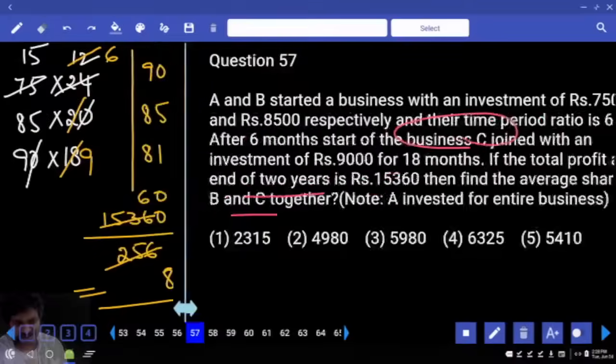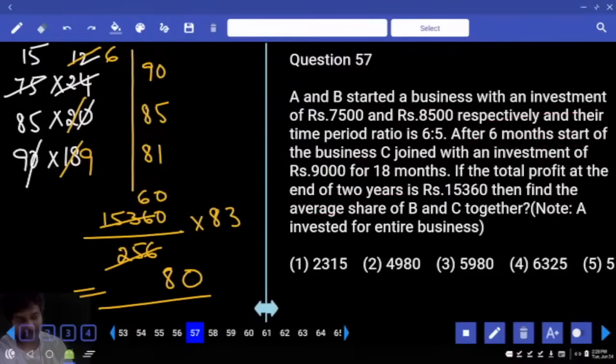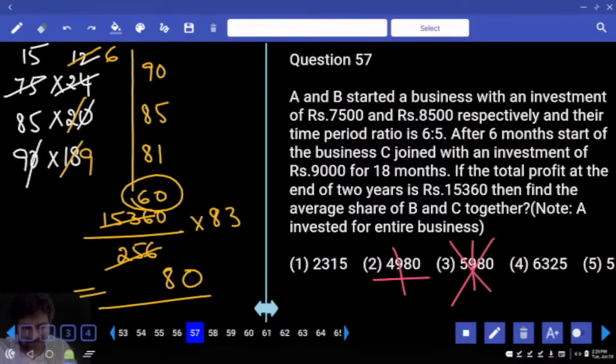How many options are there? 2 options. You have 60, which is a 3 multiple. Is it a 3 multiple? 9, 4 plus 8, 12. Is it a 3 multiple? Yes. 9, 5 plus 8, 13. Is that a 3 multiple? Can this be your answer? No. Second option final.